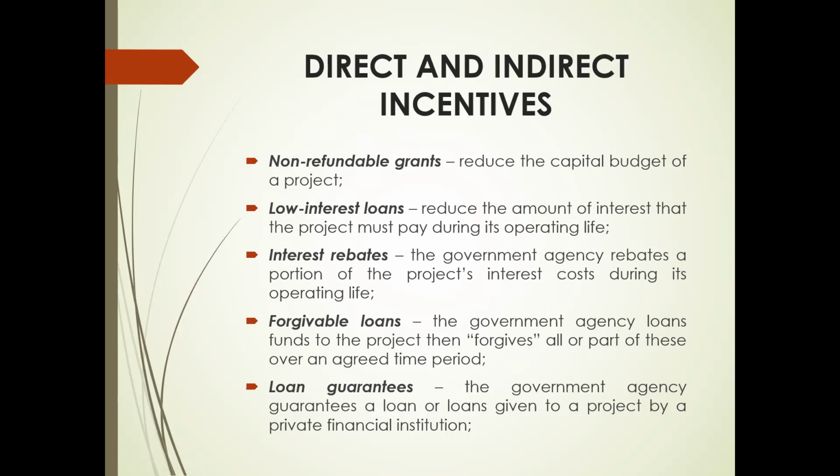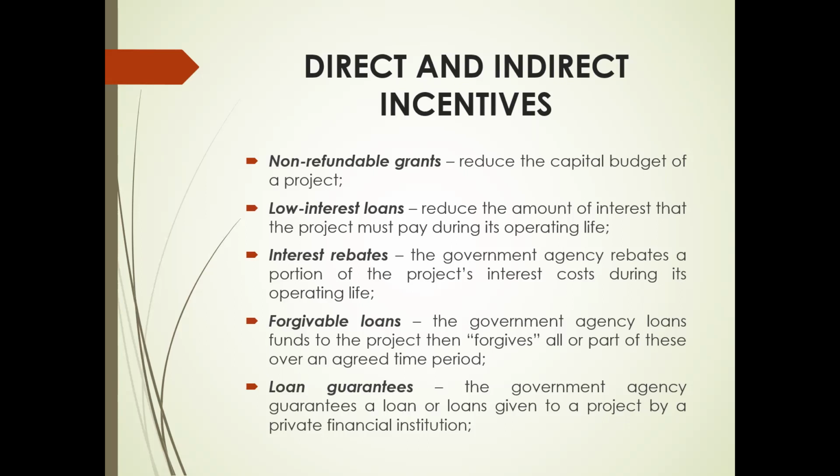In this kind of incentive, this is reducing the capital budget of a project. We also have the low interest loans, reducing the amount of interest that the project must pay during its operating life. For interest rebates, the government agency rebates a portion of the project's interest cost during its operating life. As to forgivable loans, the government agency loans funds to the project, then forgives all or part of these over an agreed time period. The next is loan guarantees.